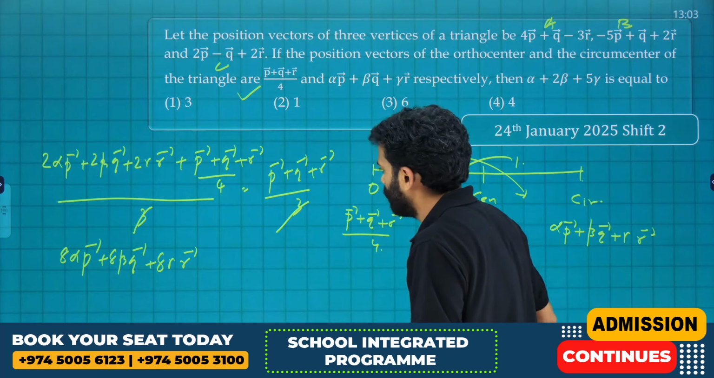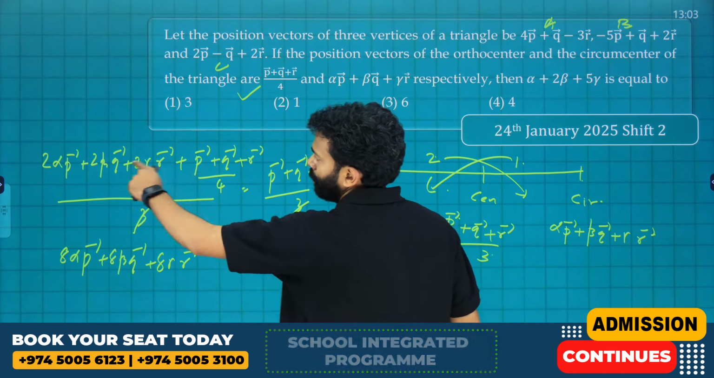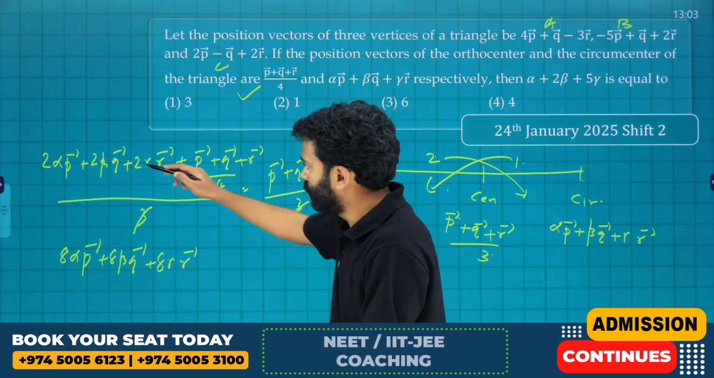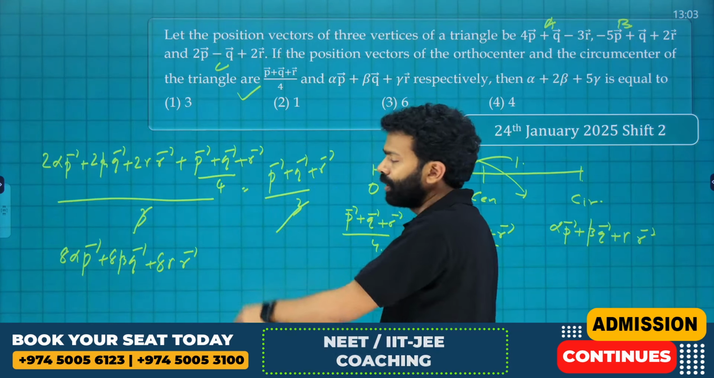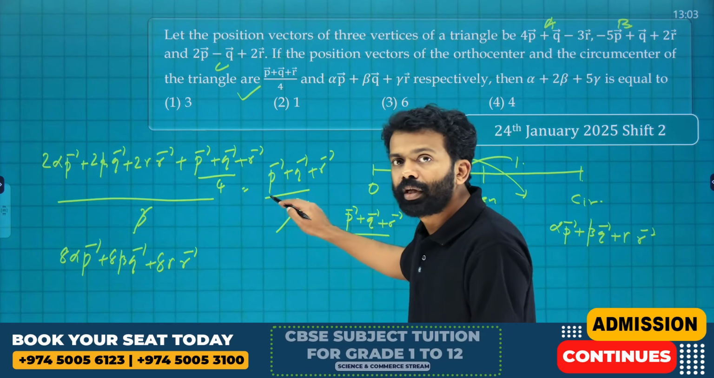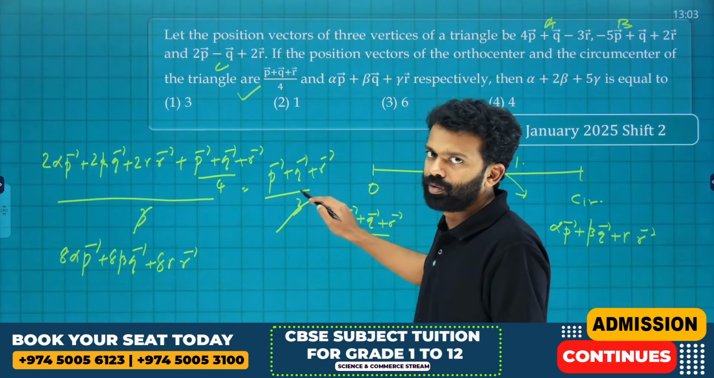Okay, I am skipping a step here. Please be careful. After multiplying LHS and RHS with 4, this will be transformed like this. This will be vector p plus vector q plus vector r, and this will be 4 vector p plus 4 vector q plus 4 vector r.